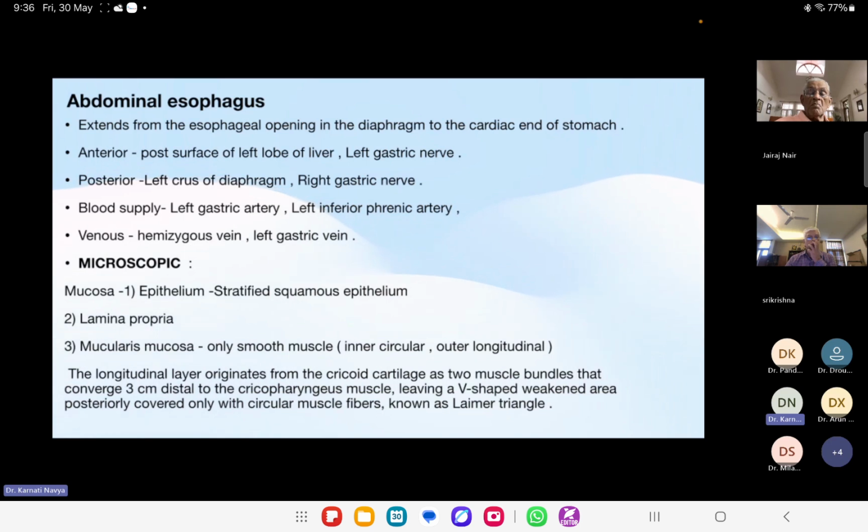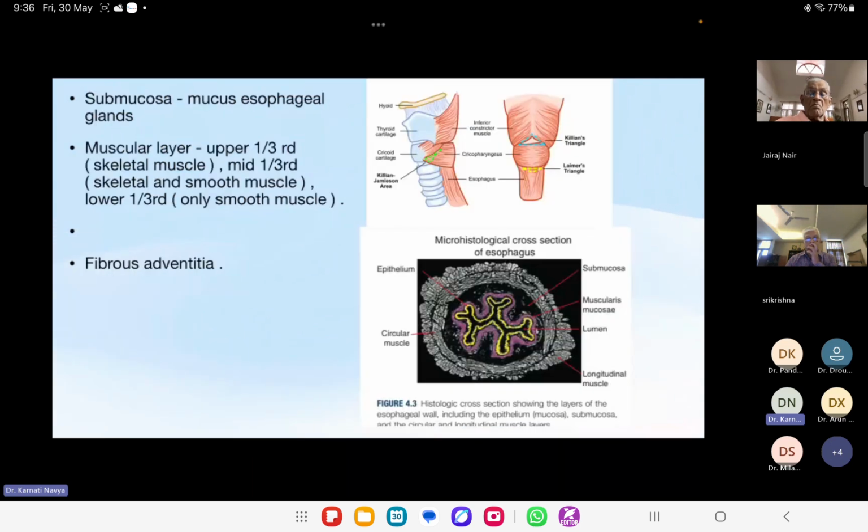The longitudinal layer arises from the cricoid cartilage as two muscle bundles that converge 3 centimeters distal to the cricopharyngeus muscle, leaving a V-shaped weakened area posteriorly, which is covered only with circular muscle fibers, known as Laimer's triangle. This is a picture showing Laimer's triangle between the cricopharyngeus muscle and the esophagus.